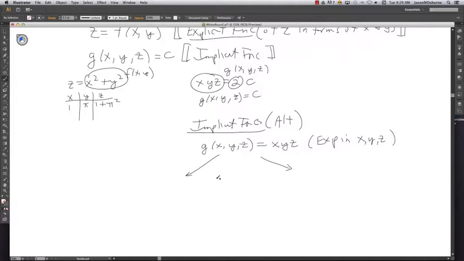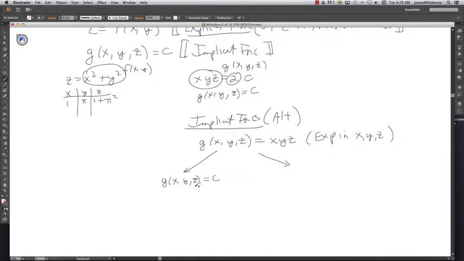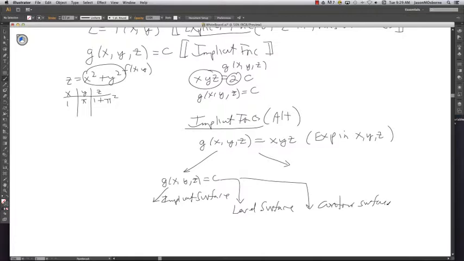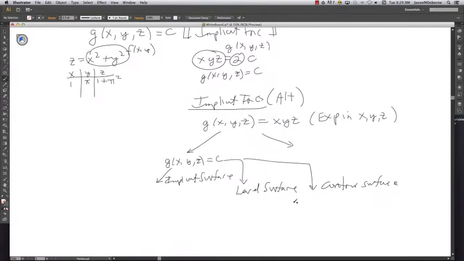There are two other words that come out of here. If you take g of x, y, z and set it equal to some constant, which is what I was calling an implicit function, or an implicit surface, we can give this a name. You can call it implicit surface. It can also be called a level surface, or it can also be called a contour surface. So all three of those go by the same name.